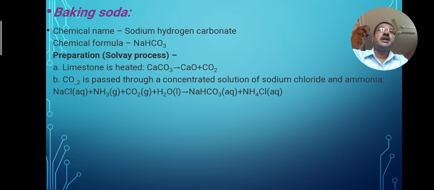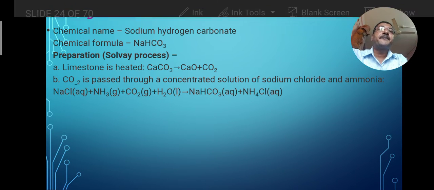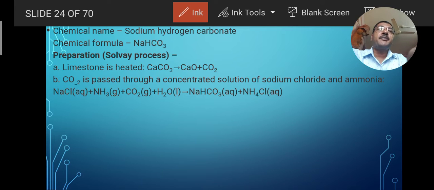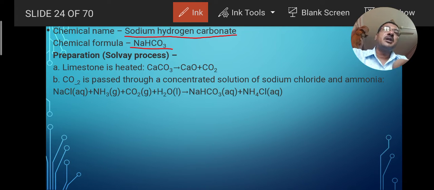Next is another chemical compound which can be produced, that is baking soda. The chemical name of baking soda is sodium hydrogen carbonate. Sodium hydrogen carbonate is also known as baking soda. How can it be prepared?